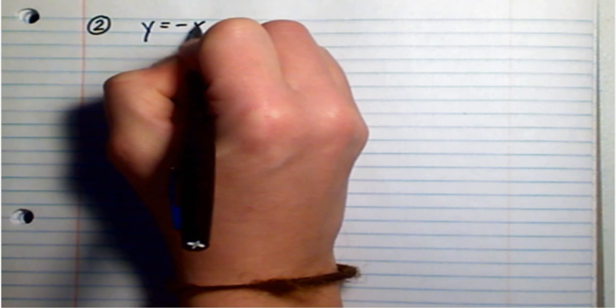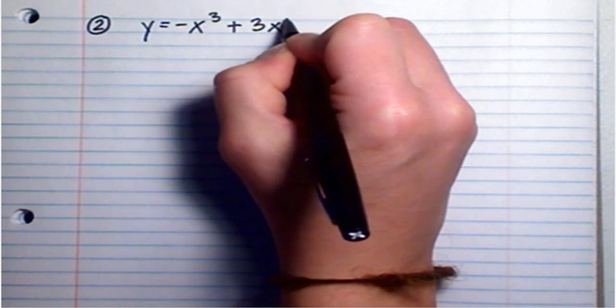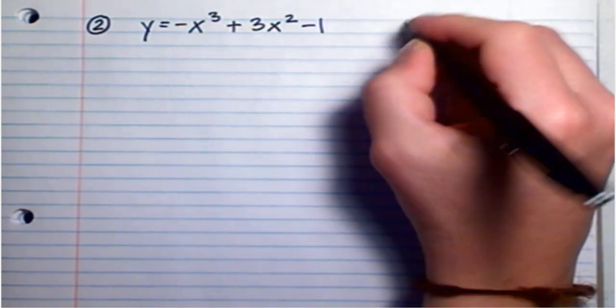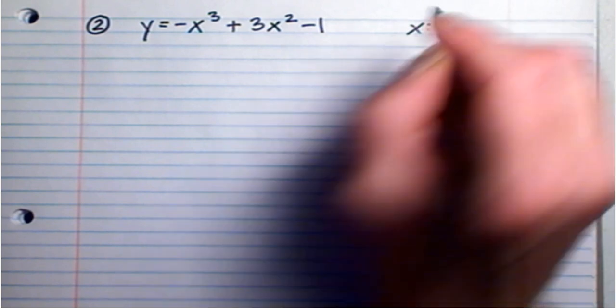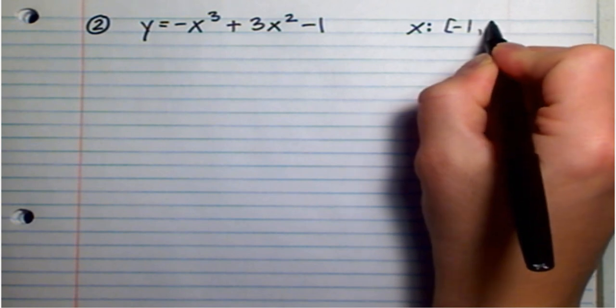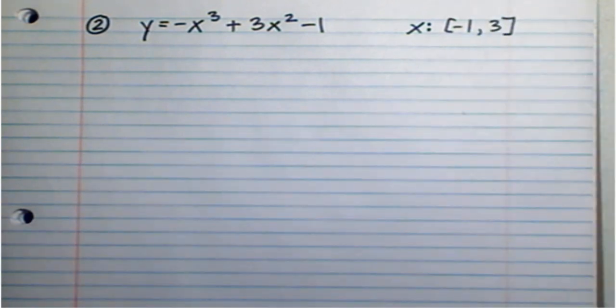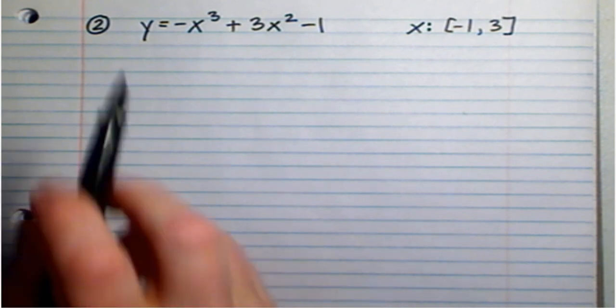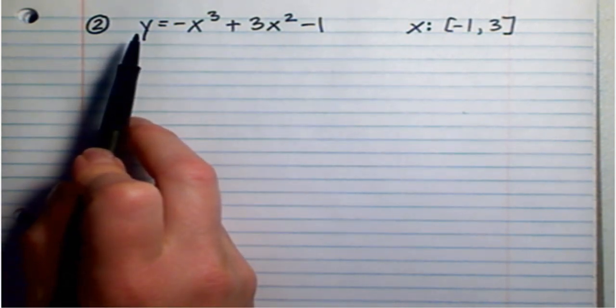I'm going to go ahead and do a second example for you with absolute mins and maxes and walk you through the process. Okay, so this is a continuation. This is just example number 2. We're going to do a cubic, y equals negative x cubed plus 3x squared minus 1, and our x interval is going to be -1 to 3. All right, so this is calculus, which means you're not allowed to graph the original function, okay?